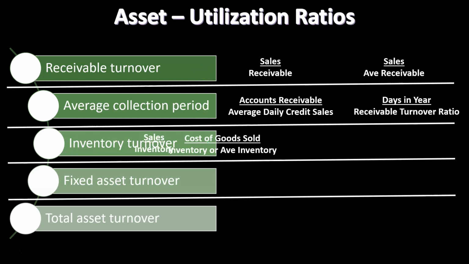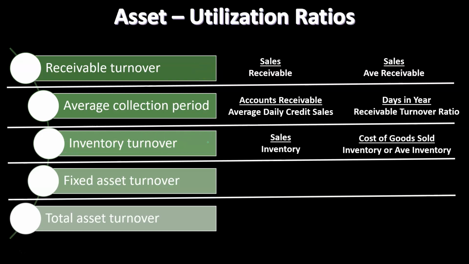Then we have the inventory turnover. You could see this in two ways. You might see it as sales over inventory, typically ending inventory in this format, or you could see it as cost of goods sold divided by the inventory or average inventory. So again, you might see it as cost of goods sold divided by inventory, or cost of goods sold divided by average inventory.